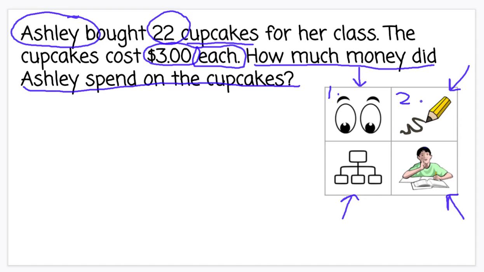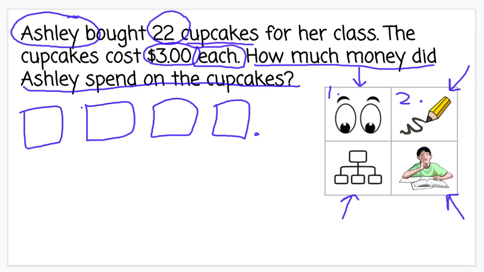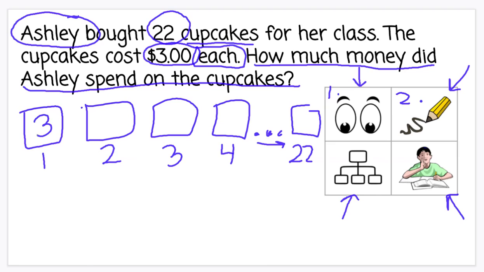Now I need to draw a visual model of the problem. So I know she bought 22 cupcakes. I could draw 22 cupcakes, but that would take me a very long time. So here's my model. I have cupcake 1, cupcake 2, cupcake 3, cupcake 4, all the way, that's what that ellipsis means, to cupcake 22. All right, I've represented my cupcakes. Now I'm going to put the price of each cupcake into the box.